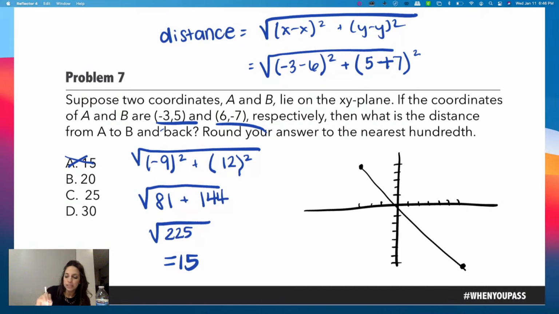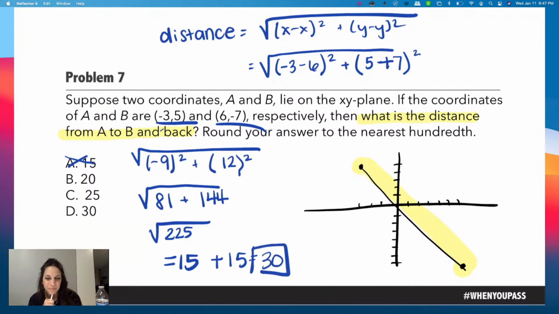Because the question says, what is the distance from A to B and back? So I'm going from here to here and back again. So it's going to be 15 plus 15, which is 30. All right, any questions about that problem?